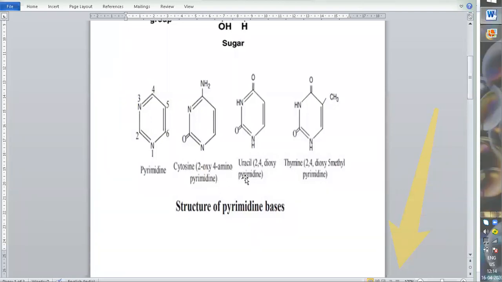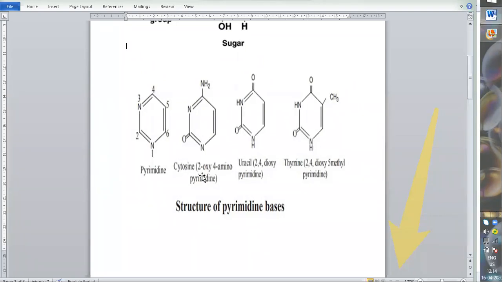Uracil is 2,4-dioxy pyrimidine, because oxygen is present at the second and fourth positions. The third one is thymine, which is 2,4-dioxy 5-methyl pyrimidine. That means oxygen is present at the second and fourth positions, and a methyl group is present at the fifth position. So we have three different types of pyrimidines: cytosine, uracil, and thymine.